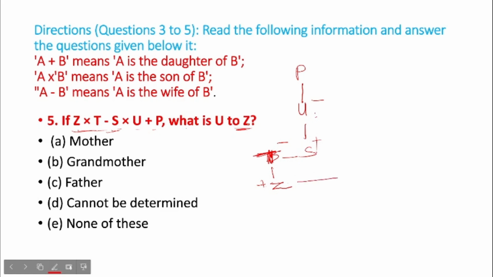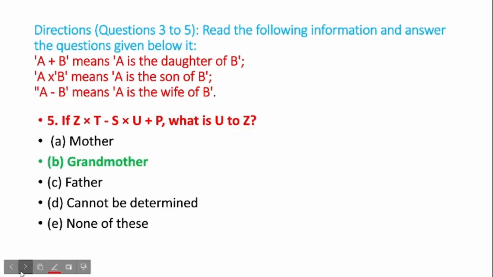So what is U to Z? So U is grandmother because she is daughter of P given. So she is a female and she is his father's mother. So she is grandmother of Z. So U is grandmother of Z and Z is grandson of U. So that would be the answer. Okay.